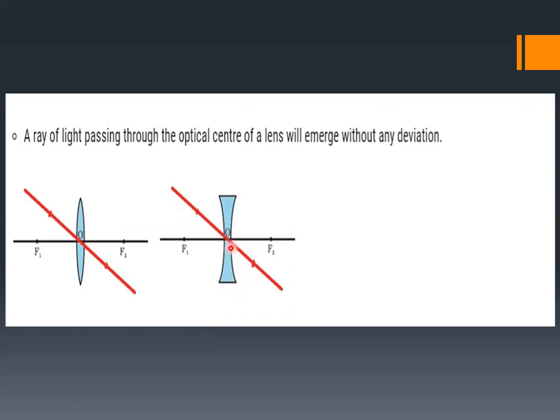In a mirror, we call the center the pole, but in lenses, we call it the optical center. The center of the mirror is called the pole. The center of the lens is called the optical center. So the incident ray passing through the optical center goes straight after refraction without any deviation. So these three rules are very important for image formation by lenses.